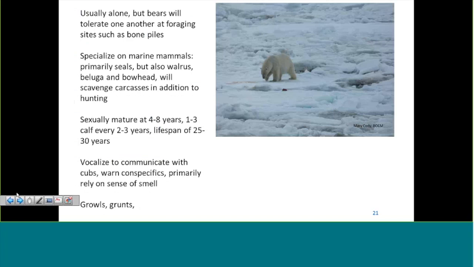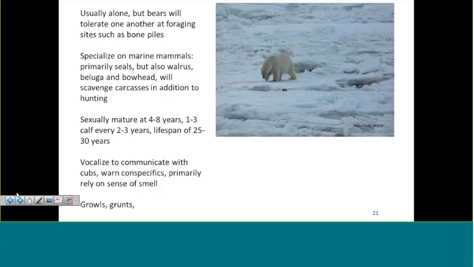Polar bears are generally solitary, although in the breeding season you'll see a few together, and when there's a large food source like a beached bowhead whale, they'll tolerate one another at those sites. They pretty much ignore each other as long as there's enough food. They have very sensitive hearing over a wide frequency range, but they rely primarily on their sense of smell to locate prey and potential mates.